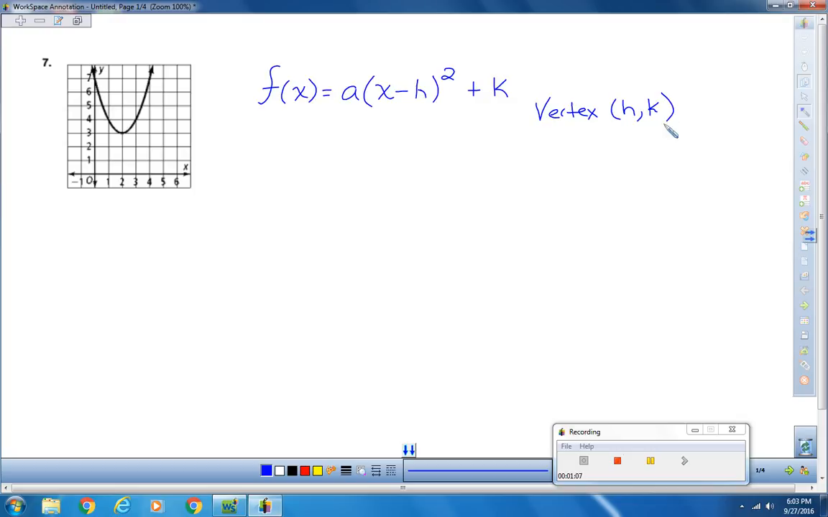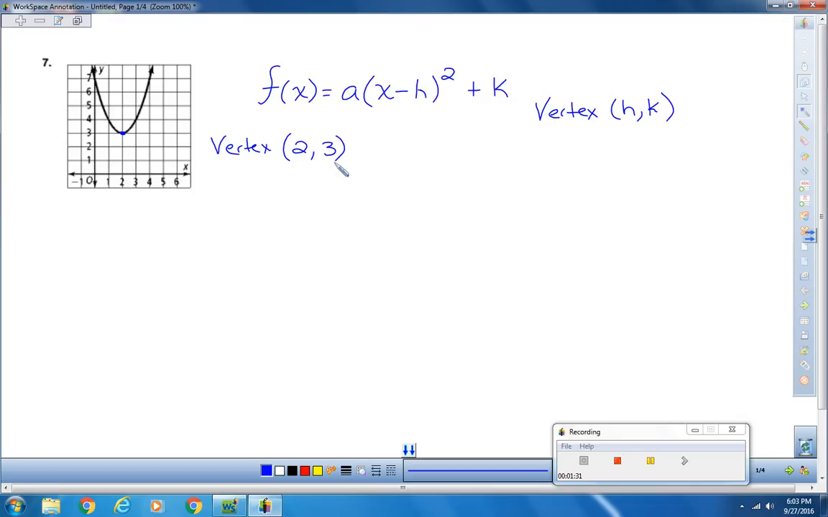Well, I already know what the vertex is from looking at this graph. I can see the vertex is right here at the point 2, 3. So my vertex in this case is (2, 3). And then I want to find another point on this graph.